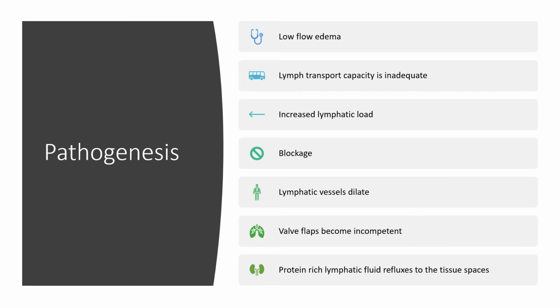If the lymphatic vessels dilate for too long, that could result in lymphedema, the swelling of the vessels themselves. And we talked about the individual subunits of the lymph nodes. If their valve flaps become incompetent and lymph isn't transported properly, that could result in lymphedema as well. And also if there's reflux that's happening, if there's protein-rich lymphatic fluid that gets refluxed into the tissue spaces, that could accumulate in the tissue spaces, resulting in edema as well.